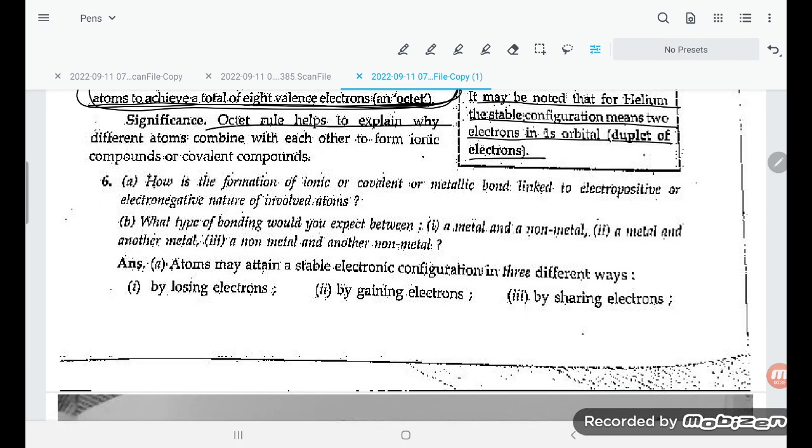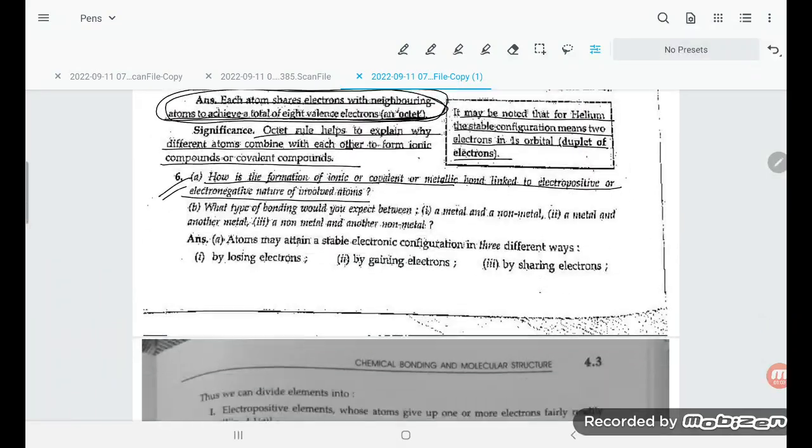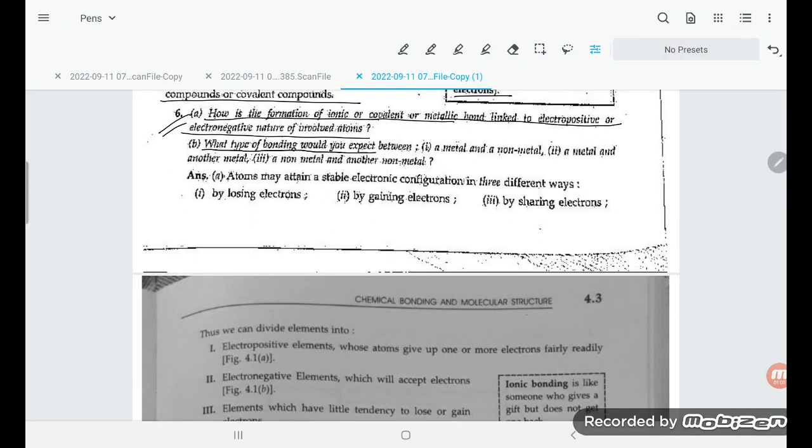The octet rule helps to explain why different atoms combine with each other to form ionic or covalent compounds. Now the question arising here: how is the formation of an ionic, covalent, or metallic bond linked to the electropositive or electronegative character of the atoms involved? Second, what type of bonding would you expect between a metal and a non-metal, a metal and another metal, and a non-metal with another non-metal?